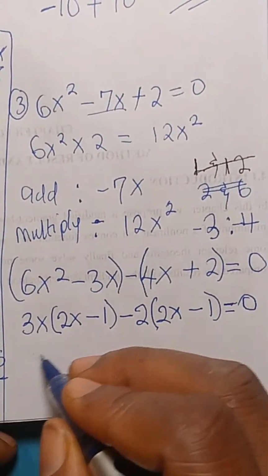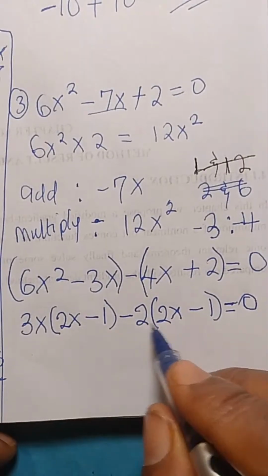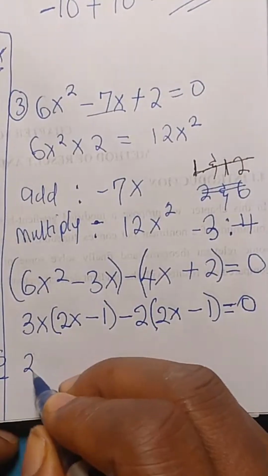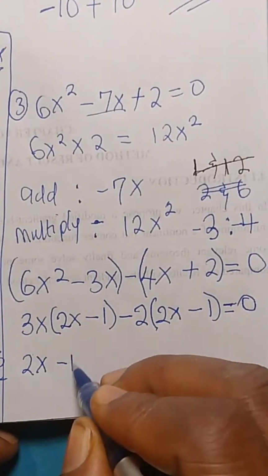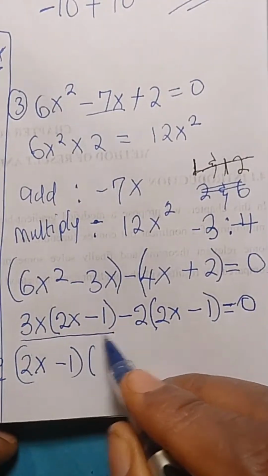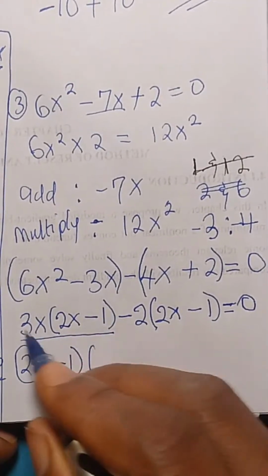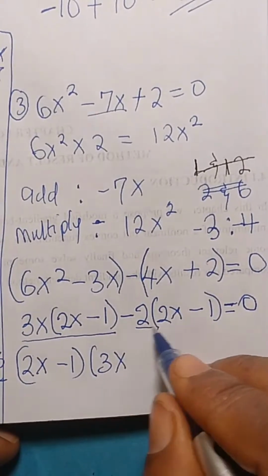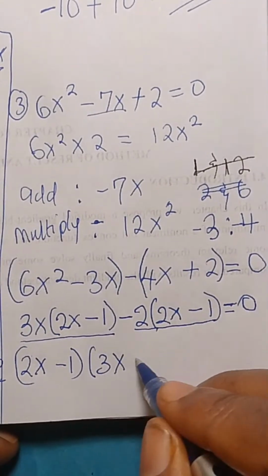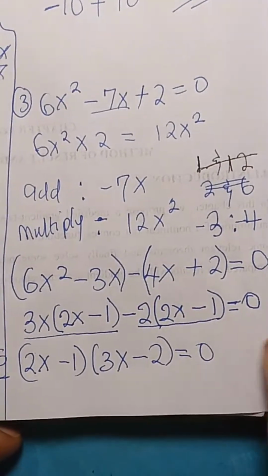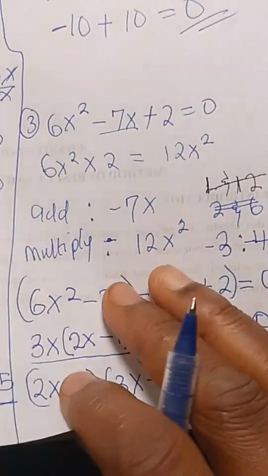Now looking at here, 2x minus 1 is common. We factor it out. So we have 2x minus 1 in bracket. Open another bracket. The whole of this space divided by 2x minus 1 will go off and have 3x remaining. The whole of this space divided by 2x minus 1 will go off. We have minus 2 equal to 0. Okay. Now we go to the next place.